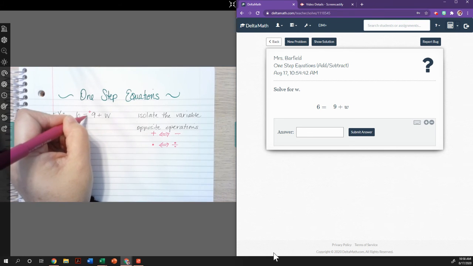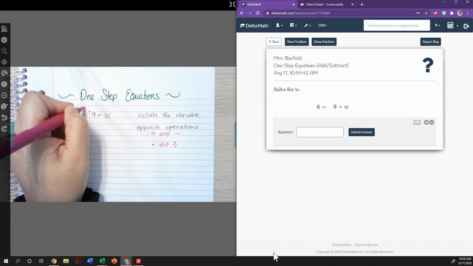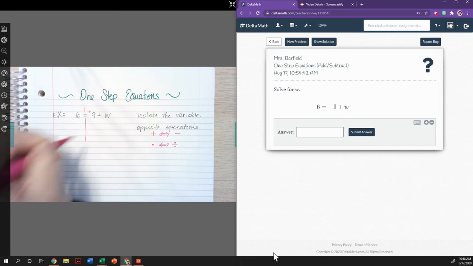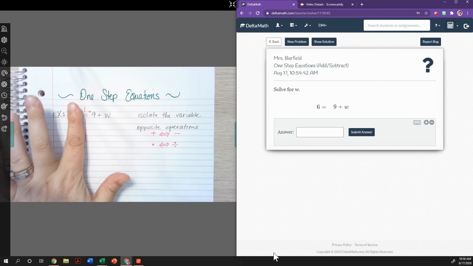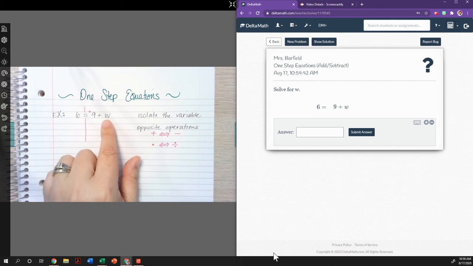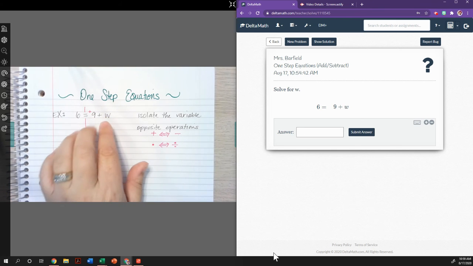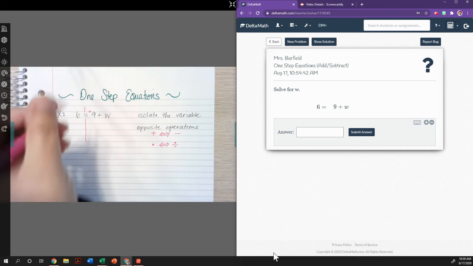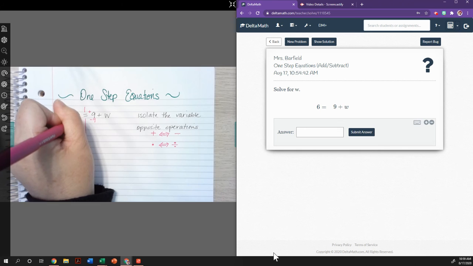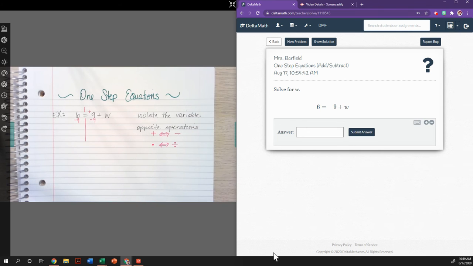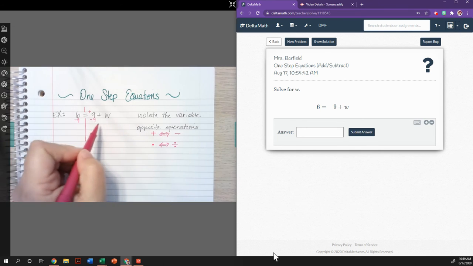Well, your equal sign, okay, your equal sign is your wall, okay, and you could actually draw that wall in, okay, and so what that does is that creates a left side, okay, so 6 is on the left side of your wall, and 9 plus W is on the right side of your wall, okay, so if I subtract 9 from the right side, I have to subtract it from the left side because I need to keep my equation balanced. So -9. Okay, so now I have to simplify that.